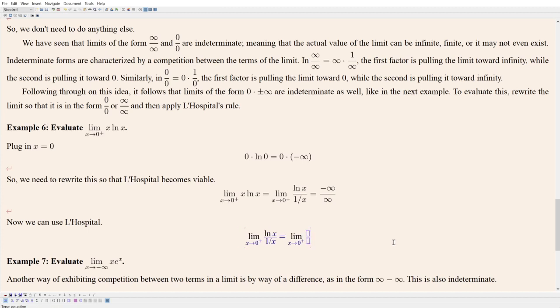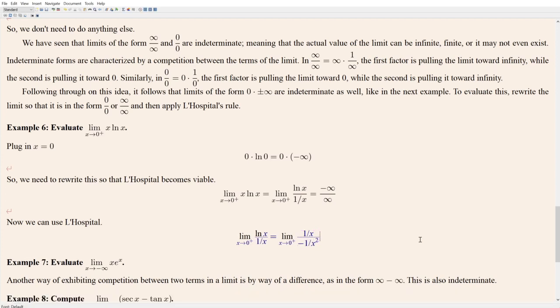So let's see. The derivative of log is 1 over x. The derivative of 1 over x, so this is x to the power negative 1, so we can hit this with the power rule, and we get minus 1 times x to the negative 2. So that's minus 1 over x squared.